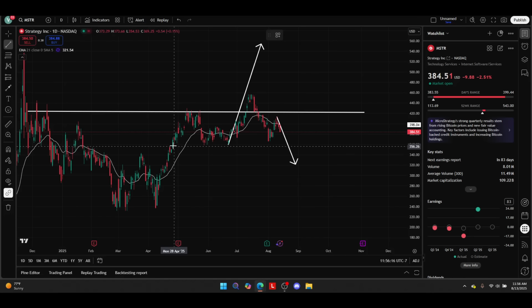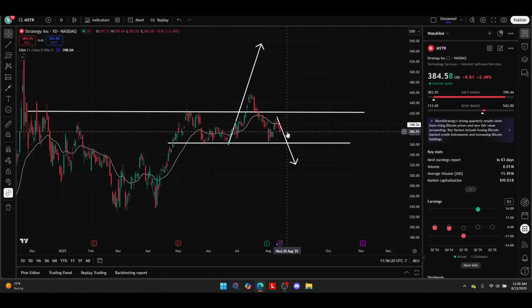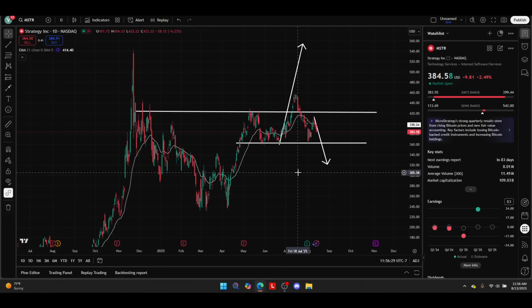There is support in the way, though, right around the 360s. So it is working its way down. If it doesn't bounce at 360, and let's say it even gets there, there's a good chance we hit the 320s. So basically, it's just a sideways trading range in the short term. Long term, it's a macro trading range.